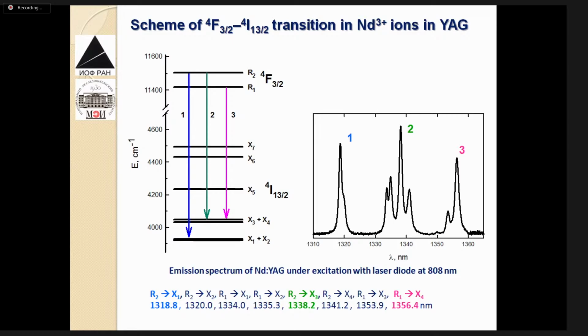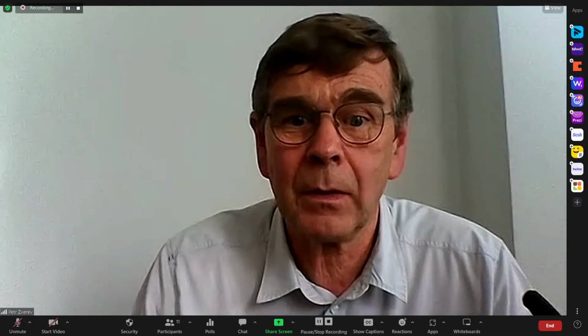I don't know why, but not many publications are about oscillation at the third spectral component, that is about 1356 nanometers. It has slightly less emission cross-section. It corresponds to the transition from R1, from the upper laser level, to the X.